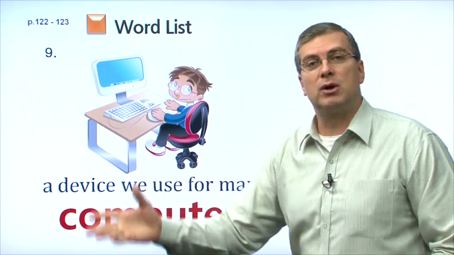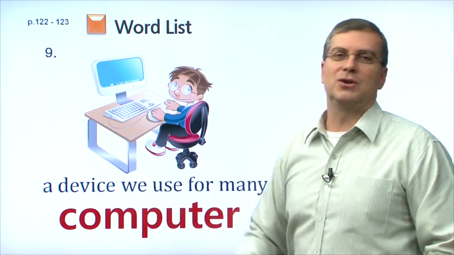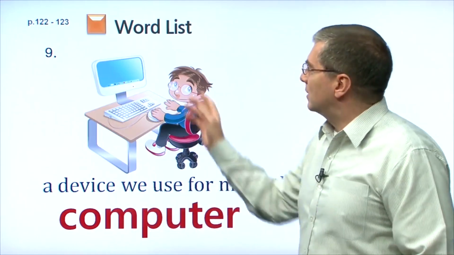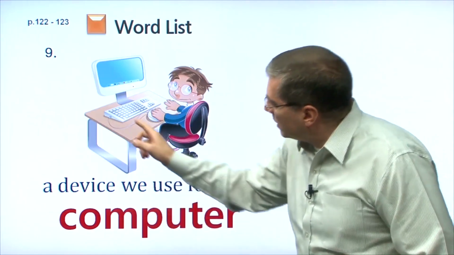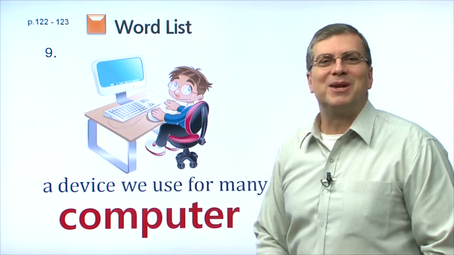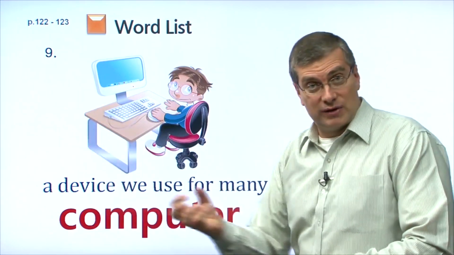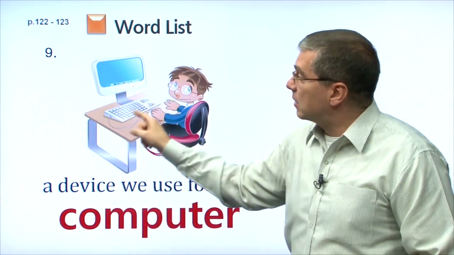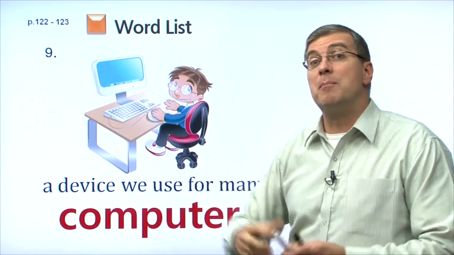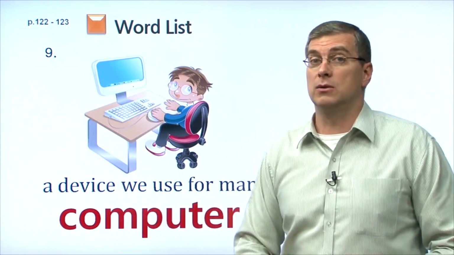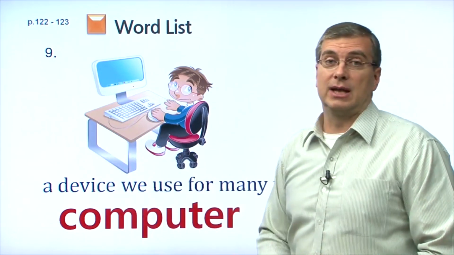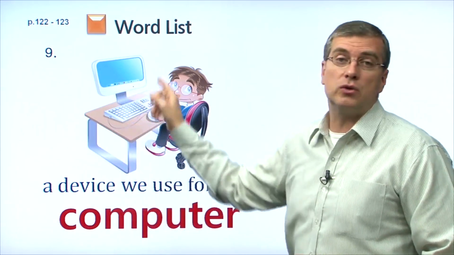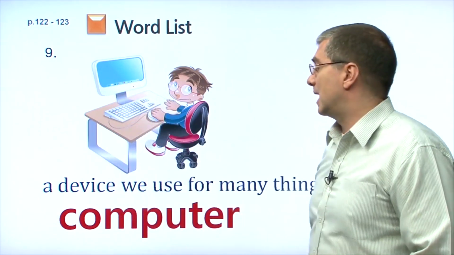Computer. Computer, right? Of course you know that. That's an easy one. So this boy is using a computer. We don't see the cord, but of course there's probably a cord that the electricity is coming into. And this is one example of many devices we use with electricity. We need electricity to use these devices. So this is a computer.